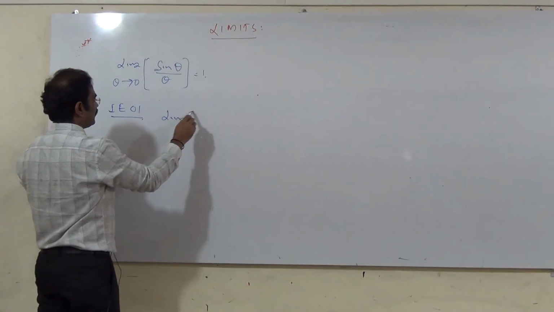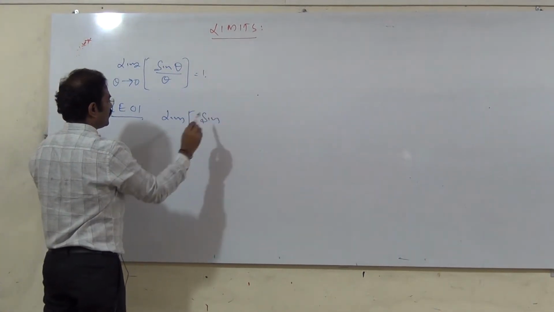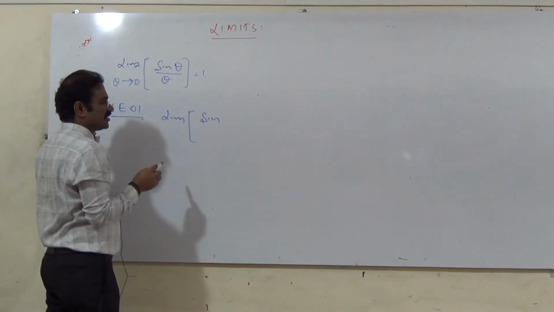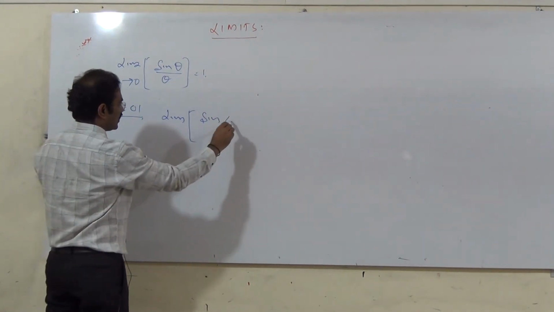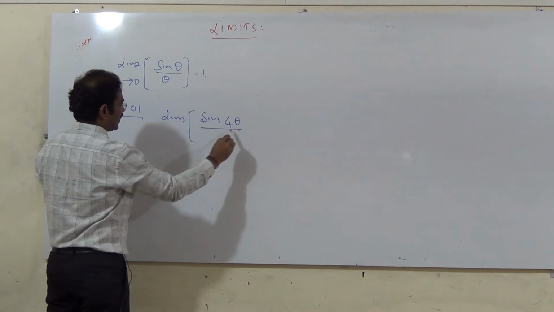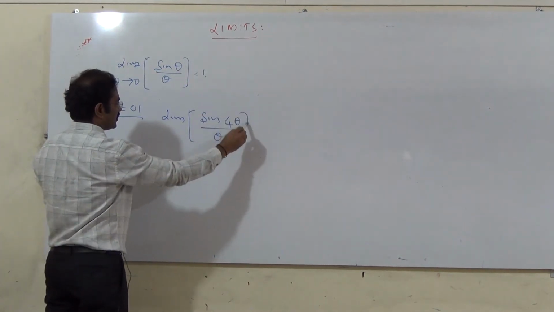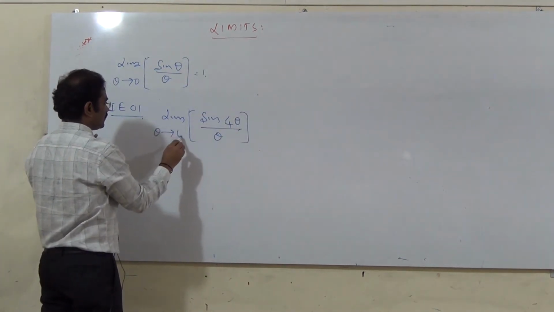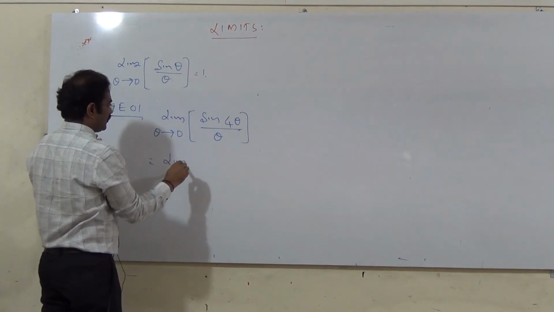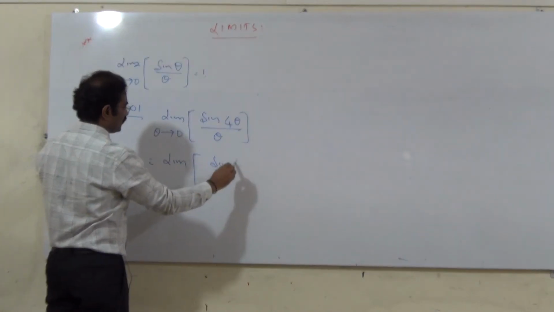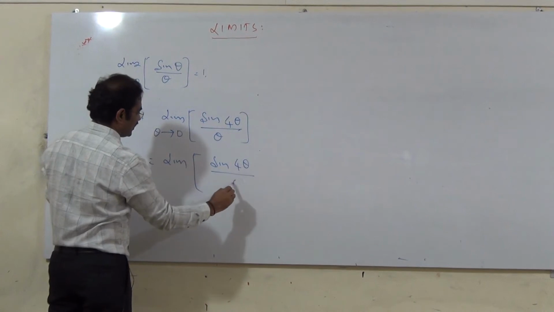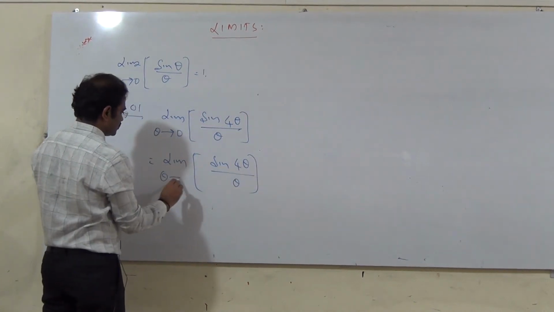Limit of sin of 4 theta divided by theta as theta tends to 0. Limit of sin of 4 theta divided by theta as theta tends to 0.